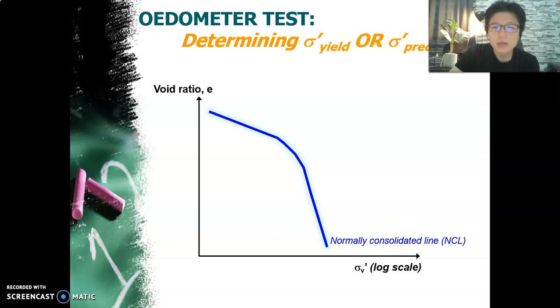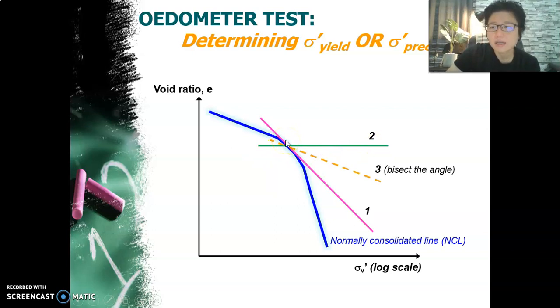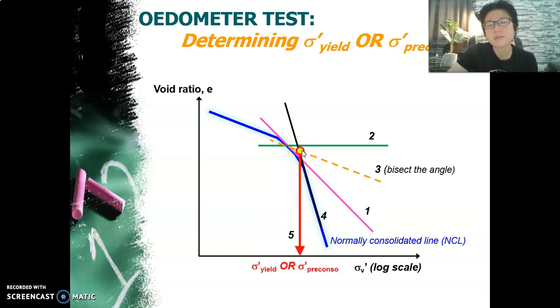Alright. Now, how do we know the pre-consolidation pressure or yield stress of the sample? All you need to do is first find the most curved part of your plot and draw a tangent to it, right? Second, you draw a horizontal line crossing that point. Next, you bisect the angle. After bisecting the angle, extend your NCL out, and the intersection of that point would be your yield stress or pre-consol pressure. Now you say, what is this point all about?